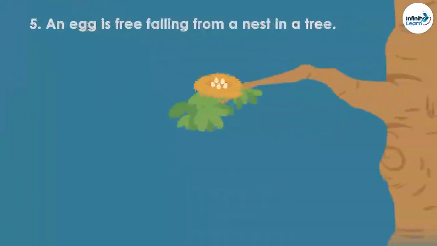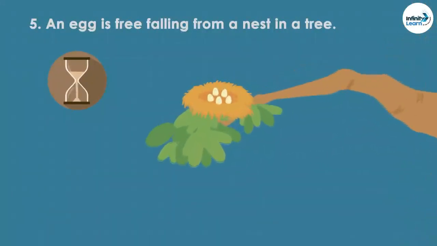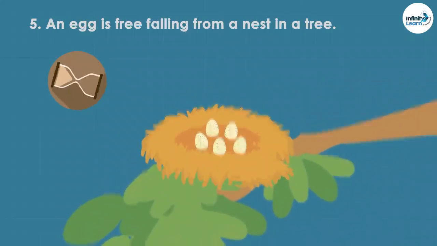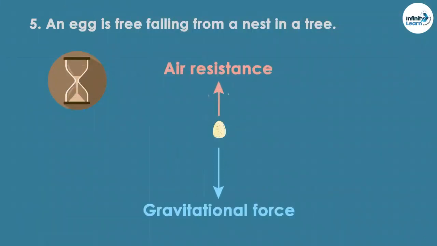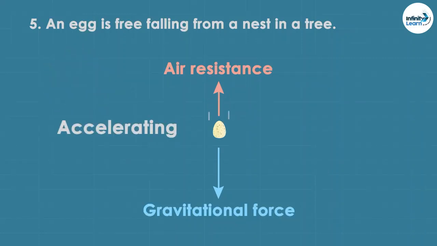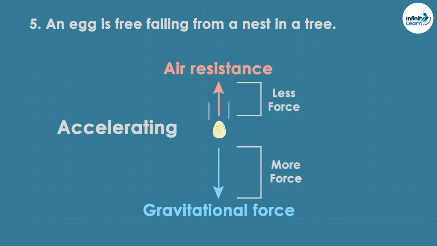I want you to get the fifth one right now. This is how it will look. As it's free falling, it means it's accelerating. So the magnitude of the gravitational force will be more than the magnitude of the air resistance force. With this, you've understood the basics of forces. To know more, do watch our other videos.